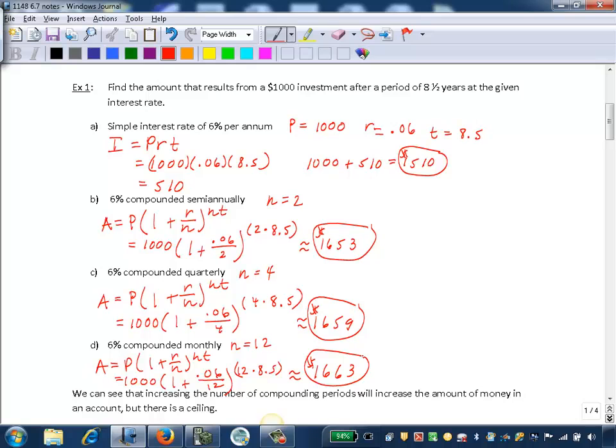So while it's true that increasing the number of compounding periods will increase the amount of money in an account, there is a ceiling, and we'll talk about that in the next video.